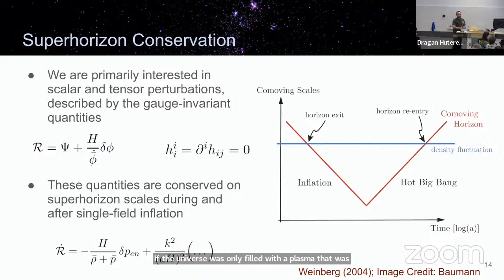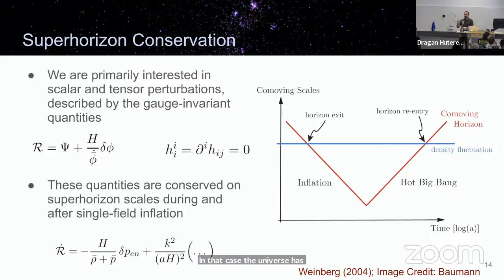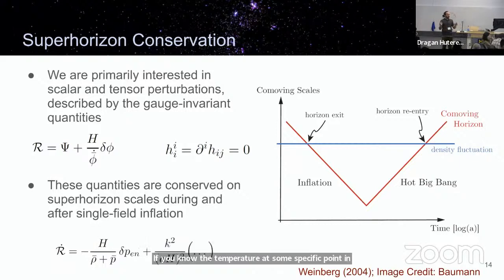In that case, the universe has just a single scalar degree of freedom, which is the temperature. If you know the temperature at some specific point in space, you know everything you need to know about the universe, because you know the density of matter, dark matter, baryons, radiation, all of that kind of stuff is governed just by the temperature, okay? And so in either case, the entropic pressure vanishes and R becomes conserved.